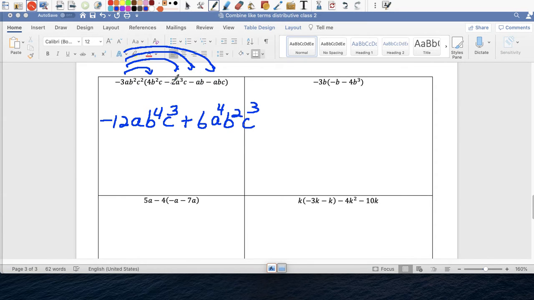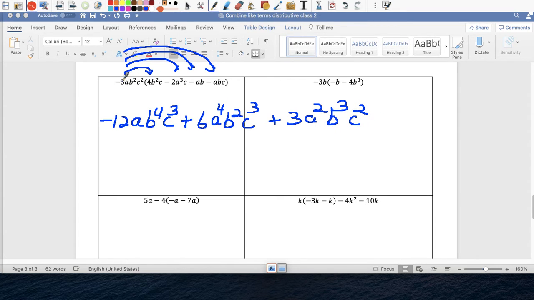The third term is going to be a negative times a negative, so it's going to be positive. So it's 3 times the invisible coefficient here, which gives me a 3. A times a is going to be a squared. B squared times this b is b cubed. And that's c squared here. There's no c, so you still write it out.